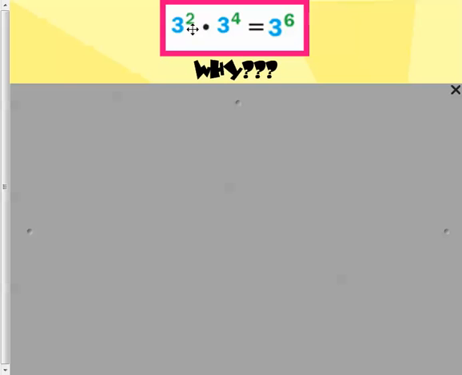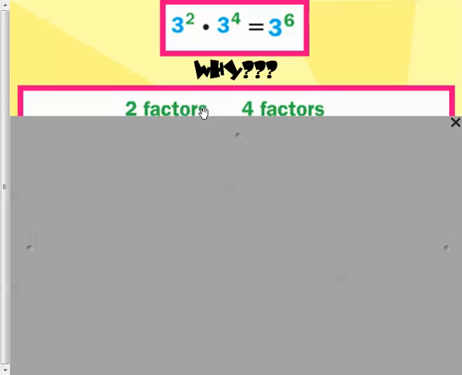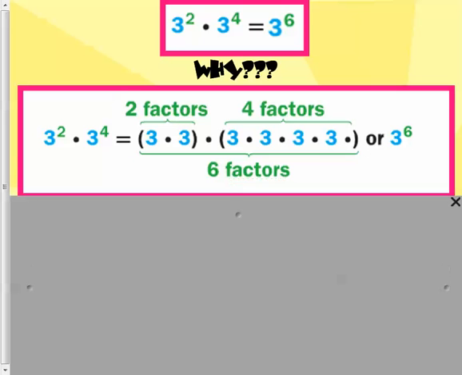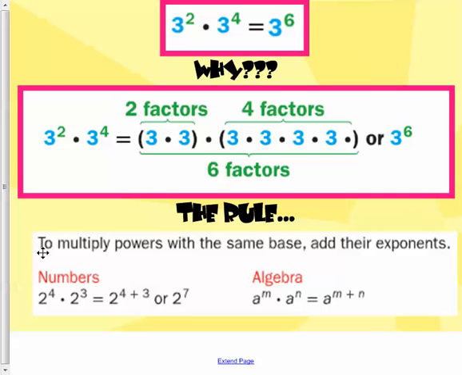When I have 3 squared and I multiply it by 3 to the 4th power, it equals 3 to the 6th power. Why, you ask? Well, because if we break it apart into factors, 3 times 3, or 3 times itself twice, is 2 3s. 3 to the 4th power is 3 times itself 4 times. So when we look at these, they're all being multiplied. So how many 3's do I have being multiplied? A total of 6. 6 total factors.